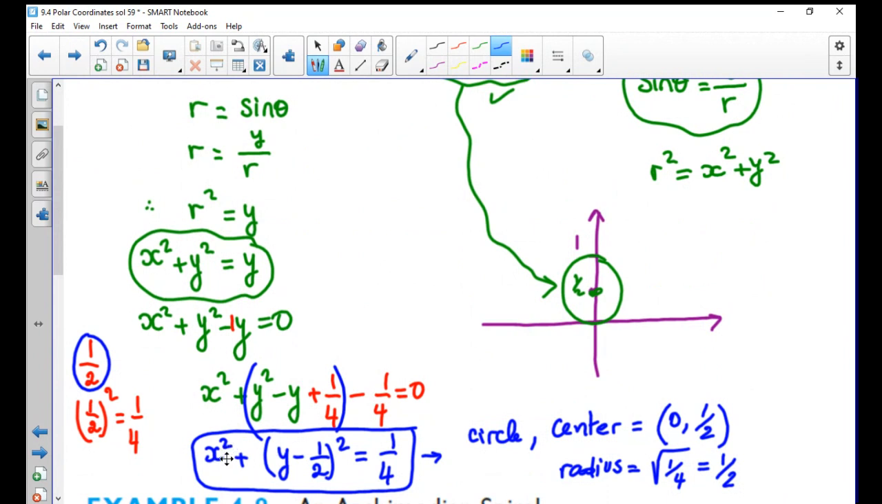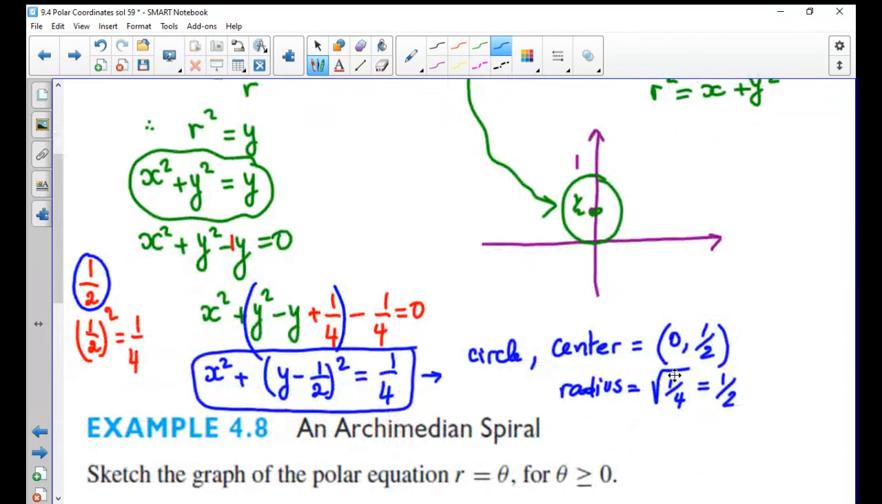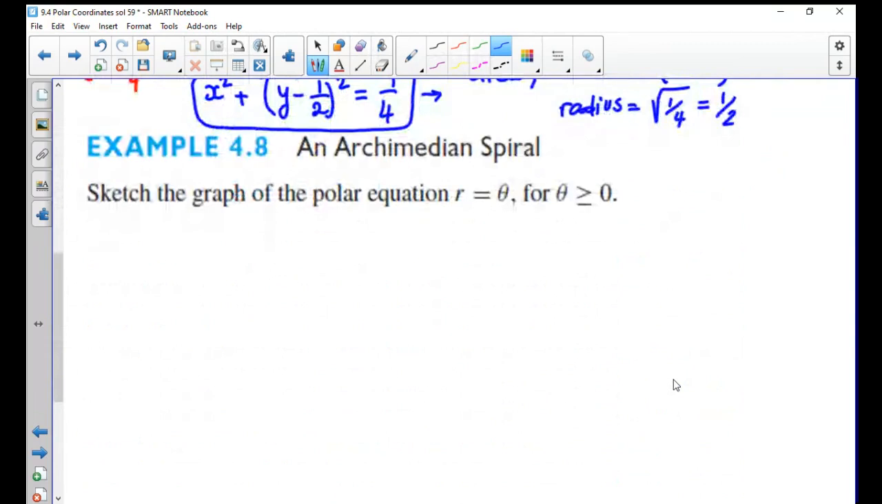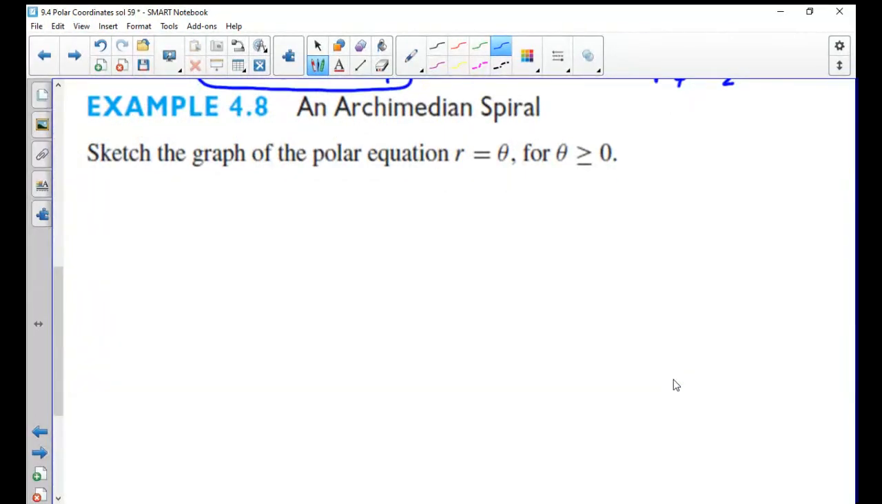And now, with these rectangular coordinates, we can see what the graph is going to be. It's a circle centered at (0, 1/2), with a radius of square root of 1 over 4, which is half. Okay, now I want to continue with maybe 2 or 3 other examples. Just 3 examples to finish this.